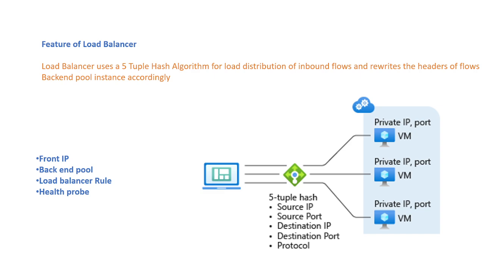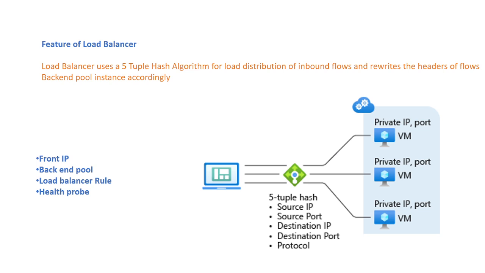Okay, if you look at this description, load balancer uses 5 tuple hashing algorithm for distribution of the load, inbound flows, and writes the headers of the flows to the backend pool instance accordingly. Means what it will do, it will just list out the content, like what is the source IP. Imagine you are trying to access an application, it will take your computer IP address, and via which port you are trying to access. Are you using 192.168.1.10? What is the port number? It is 80 or HTTPS 443. And where do you want to connect? You want to connect to the Facebook or Amazon or Myntra applications, correct?